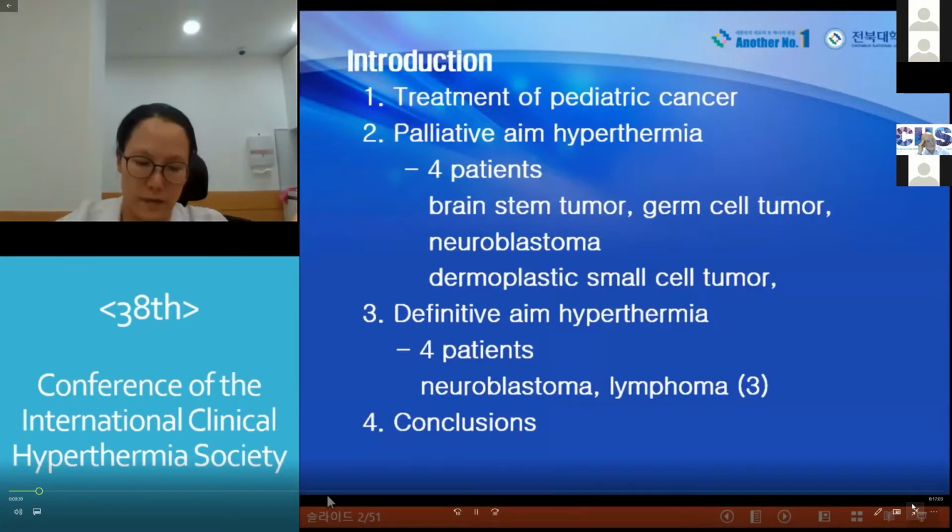First, introduction of treatment of pediatric cancer. Second, palliative aim hyperthermia for cases. Third, definitive aim hyperthermia for cases. And last, conclusion.